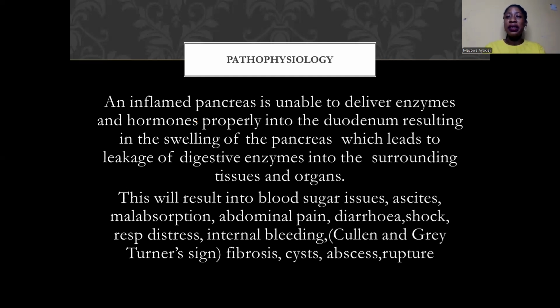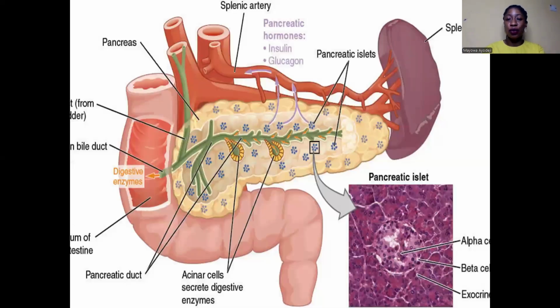They are damaging them, so it can lead to internal bleeding. This internal bleeding, we call it Cullen and Grey Turner sign, because it will be visible on the patient's skin. We are still going to get to that part. Now, it can lead to fibrosis, cyst, abscess, and then rupture if something is not done.